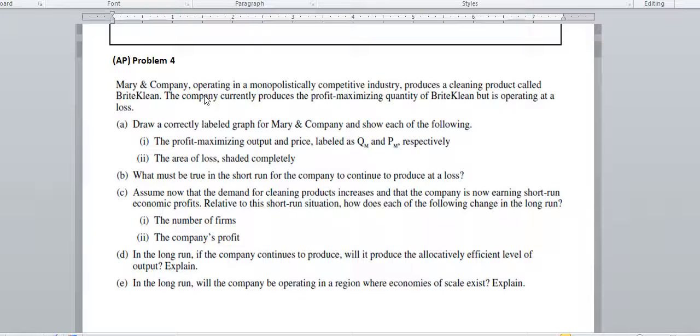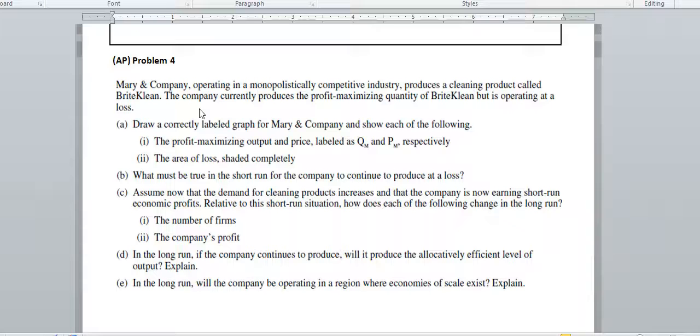Okay, in this video, we're looking at problem 4, which is another monopolistically competitive industry. That's a mouthful, right? Mary and Company, and they're producing a cleaning product called Bright Clean. The company currently produces the profit maximizing quantity, but is operating at a loss. So this graph is going to look a little bit different.